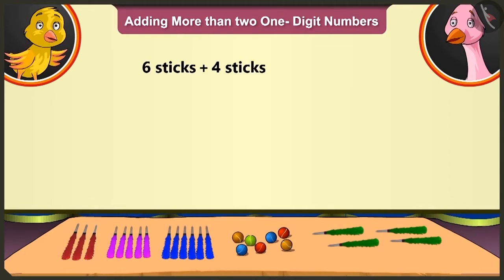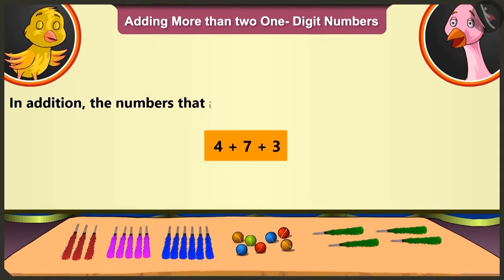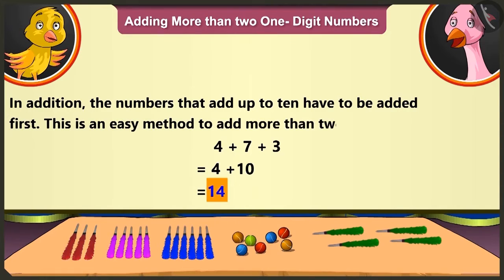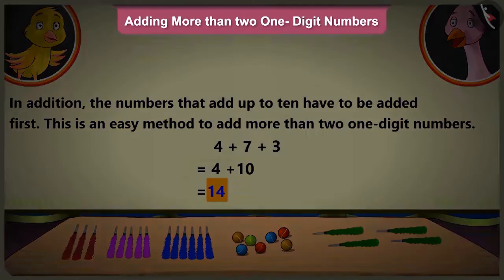This means that those numbers which add up to 10 have to be added first. You got it right, Pillu. As per the concept of addition, the numbers that add up to 10 have to be added first. This is an easy method to add more than 2 one-digit numbers.